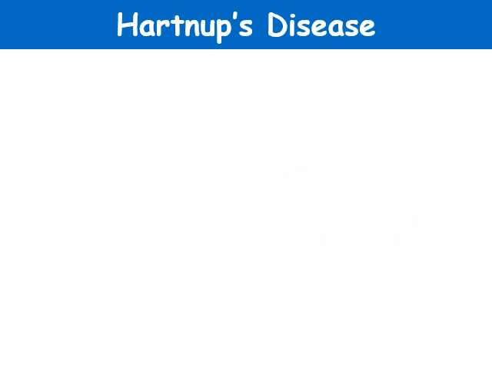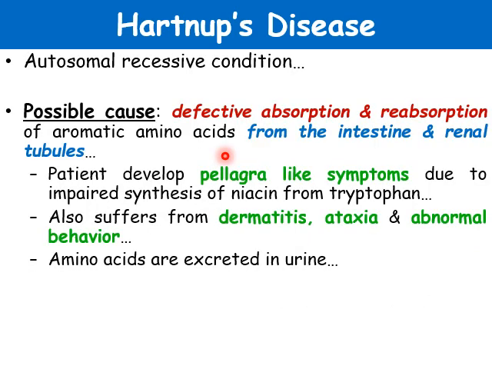Hartnup disease. That is an autosomal recessive condition associated with the tryptophan metabolism. Particularly, it is associated with the defective absorption and reabsorption of aromatic amino acids, mainly the tryptophan, from intestine and renal tubule. So there is an increased excretion of tryptophan. There is a decreased availability of tryptophan, so there is a decreased synthesis of niacin. We know niacin deficiency leads to pellagra. So the patient develops pellagra-like symptoms due to impaired synthesis of niacin from tryptophan.